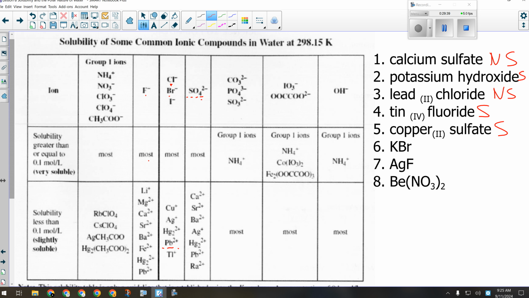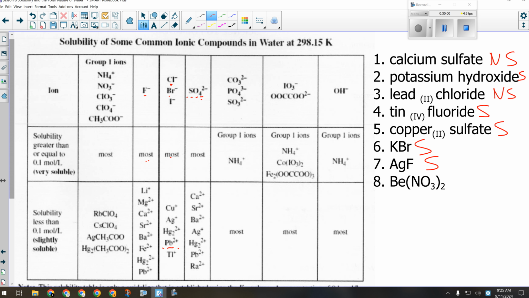All right, here's bromine, soluble with most things. I don't see potassium down here, so soluble. Okay, silver fluoride. Fluoride again has its own column, soluble with most things, but I don't see silver down in here, so that would be soluble.